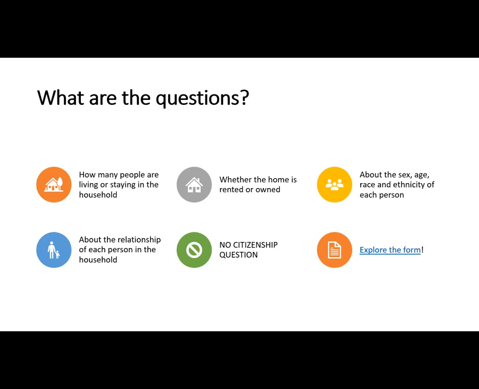So it will ask how many people are living or staying in your household, whether your home is rented or owned. And that's so they can have demographic data and inform planning and housing programs. They will ask about the sex, age, race, and ethnicity of each person who lives in the house and the relationship of each person in the household. So if I'm filling out the census and I have a husband, I would indicate that he was my husband, or if I have a child, I would indicate that they are my child. So it's all the relationships relative to the person who is the primary person filling out the form.